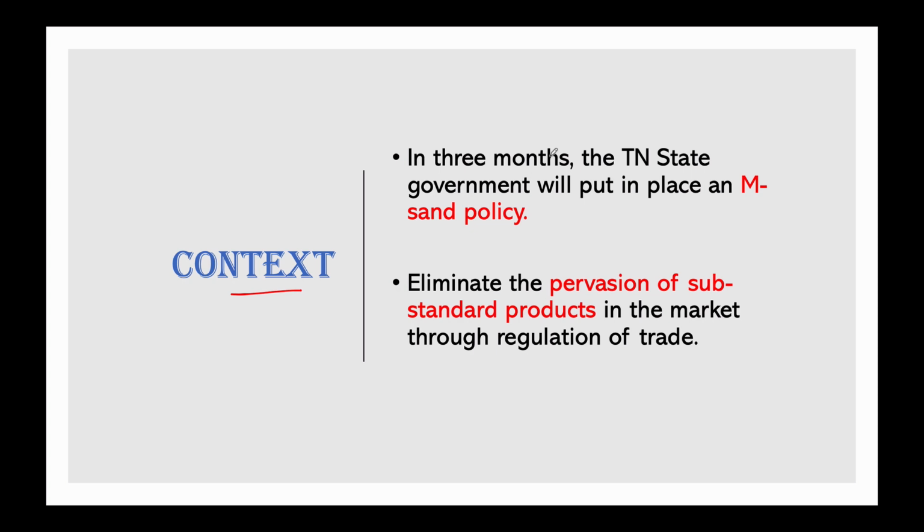So in what context are we talking about this today? In 3 months, the Tamil Nadu state government will put in place an M-sand policy that aims to promote the use of M-sand as an alternative building material. So already we have conventional sand, and M-sand can be used as an alternative building material. It is aimed to eliminate the perversion of substandard products. There are some reports which suggest that substandard products are used as building material. So they want to eliminate those from the market through regulation of the trade.